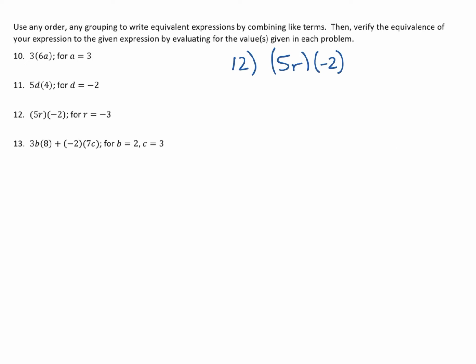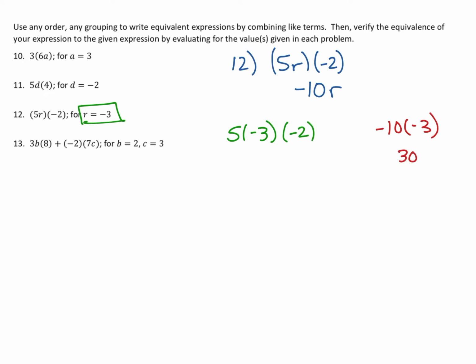5 times -2 would be -10, so 5r times -2 is -10r. r is going to be set equal to -3. -10 times -3. That would be 10 times 3, which is 30, and they have the same sign. Since both of them are negative, we get a positive answer.